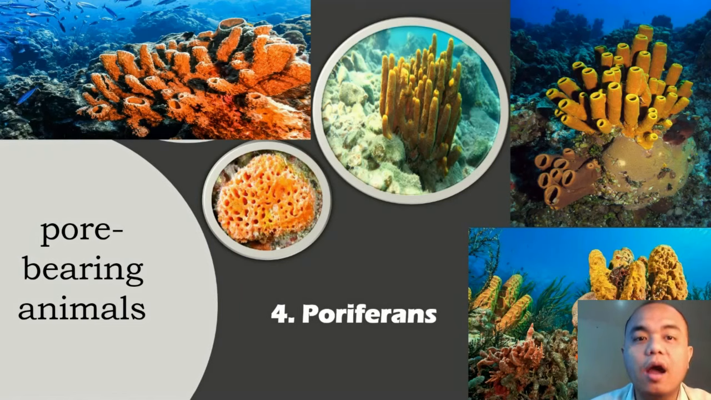So poriferans again are pore-bearing animals which attach themselves to rocks. Mapirmi na sila gadikit sa mga rocks or sa mga sea bed or sea floors. Now they are simple animals which spend their lives attached to rocks or under water surfaces. And examples of these are sponges. So, dili ni sila mga corals class ha, because ang corals, lain na po na siya. Lain na po na sila nga mga animals. Yes, corals are also animals. So, again, these are poriferans or sponges.